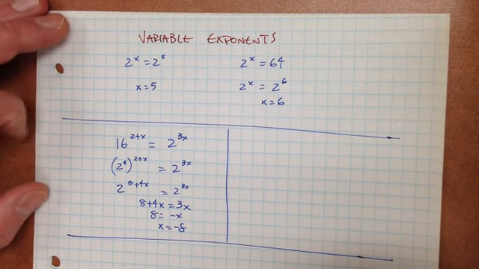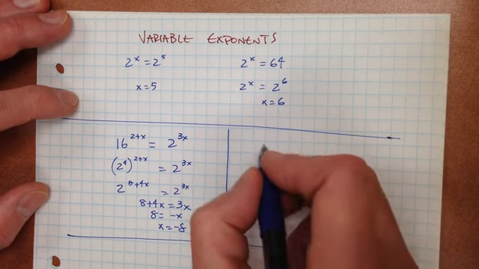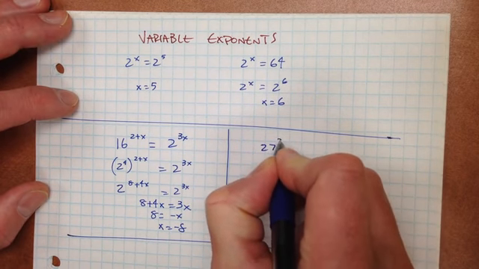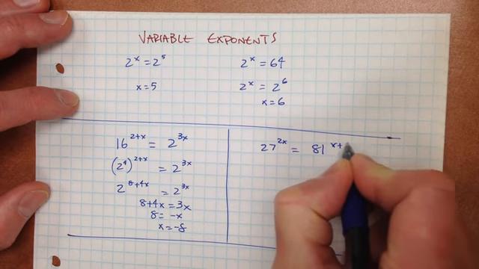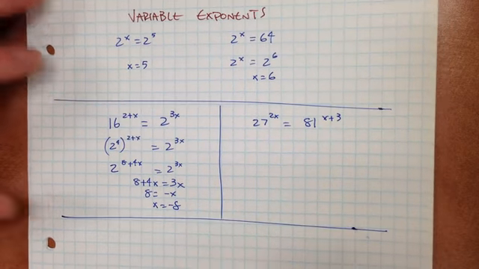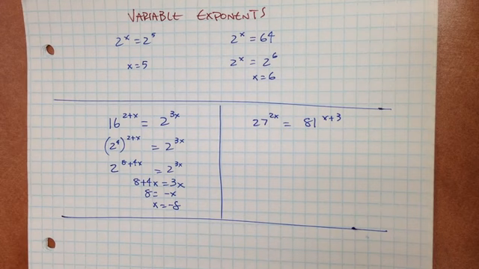We're just going to kind of keep on moving through these here. 27 to the 2x equals 81 to the x plus 3. Little preemptive on this line right here. Hopefully I don't run out of room. We'll see what's going on here. So I'm looking at 27 and I'm looking at 81 and I am thinking to myself I need to match those bases somehow. Fortunately, we can rewrite both of those as a base of 3.